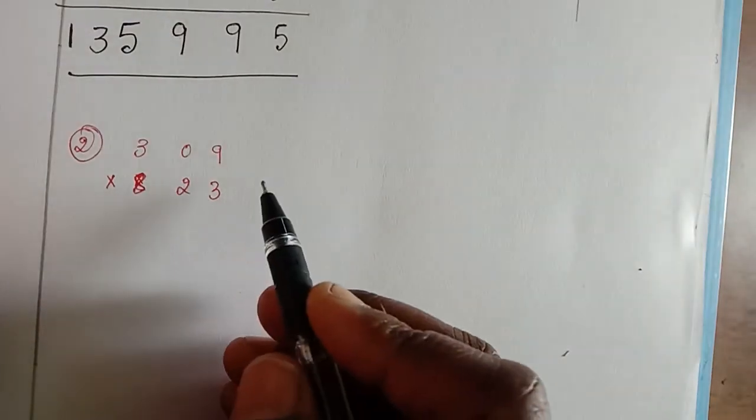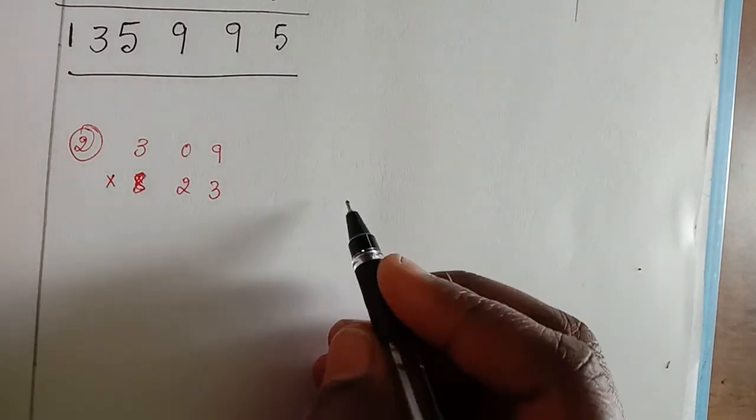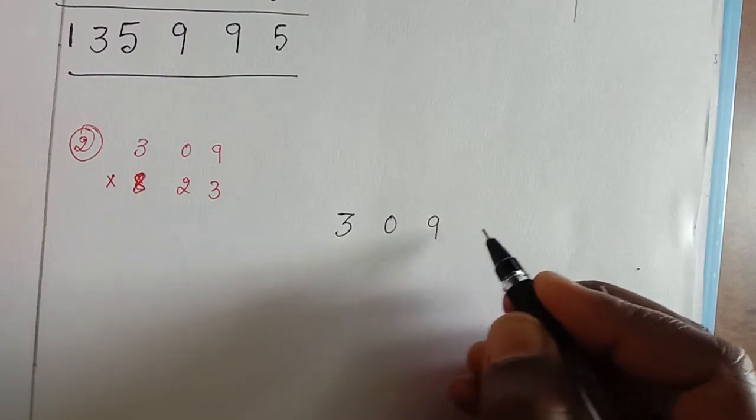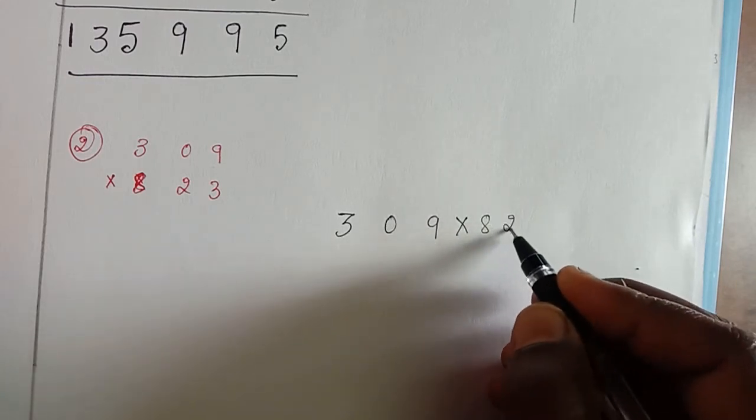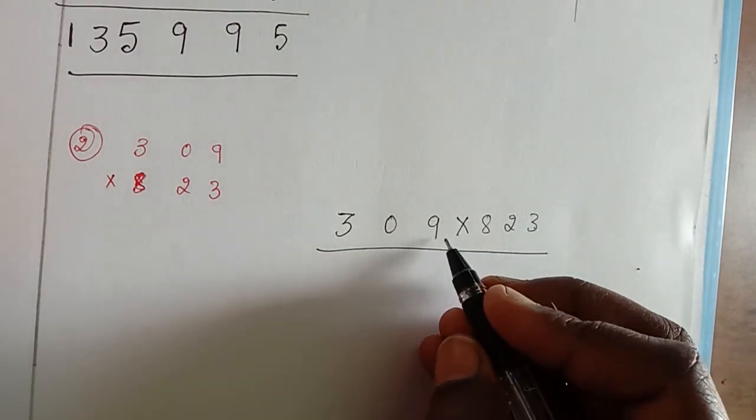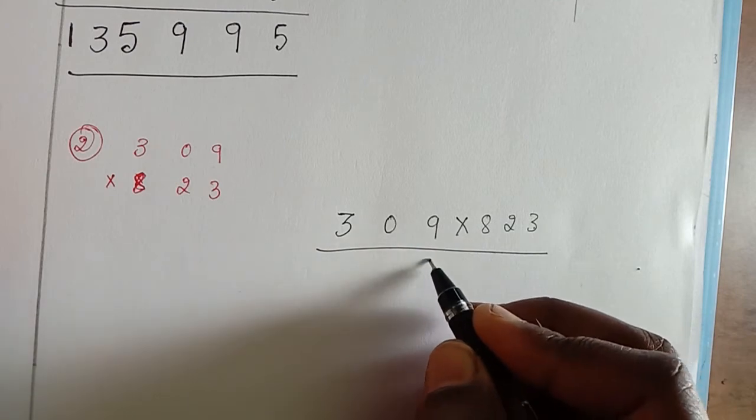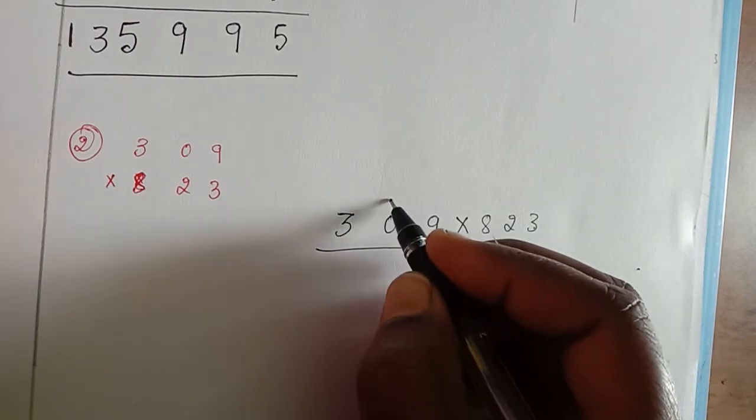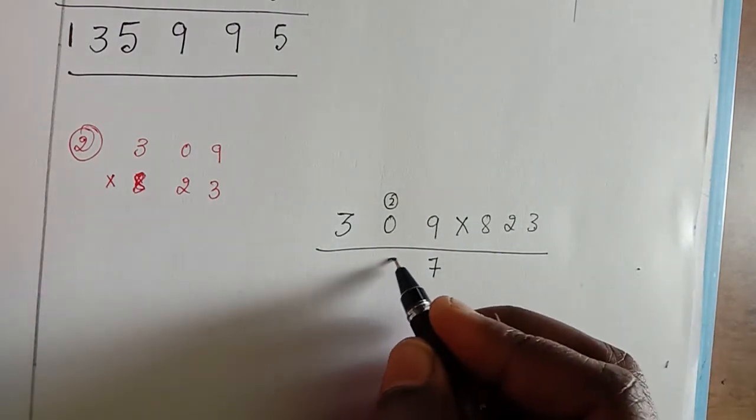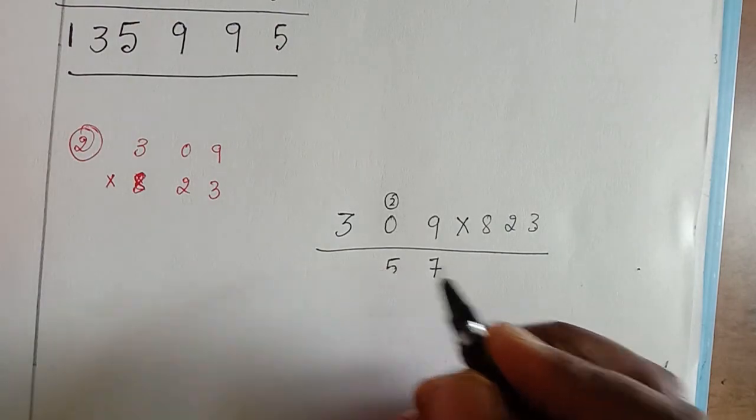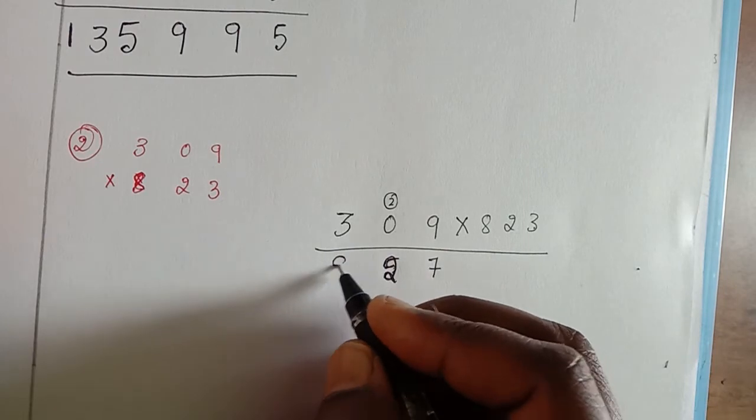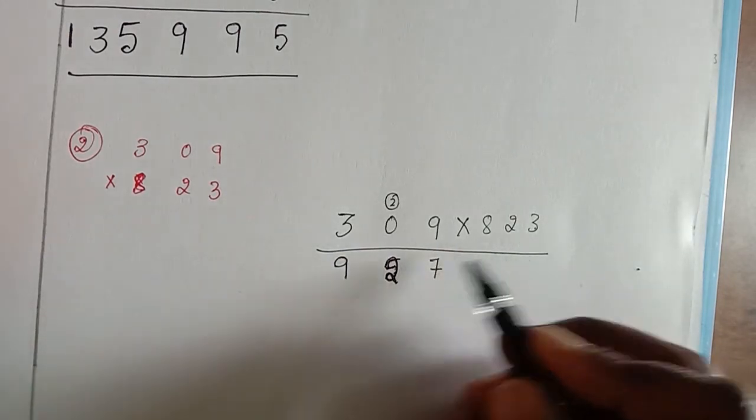Second question, 309 multiplied by 823. You should write 309 into 823. Multiply, 3 9s are, so it is the ones place. 9 3s are 27. 7 write and 2 carry. 3 zeros are 0 plus 2 is 2. 3 3s are 9. So it is multiplied by the ones place.